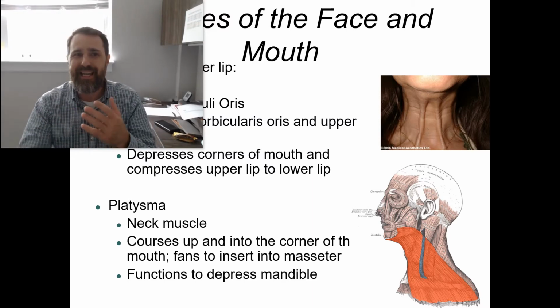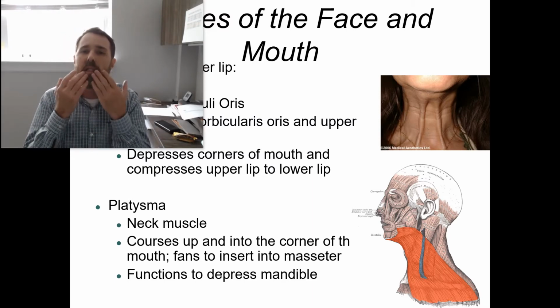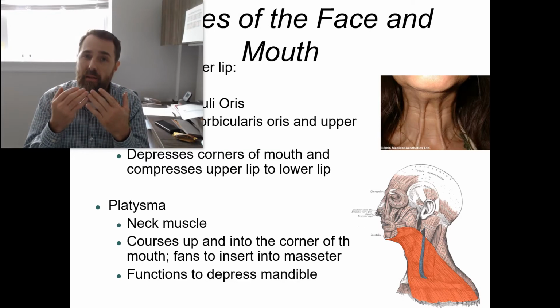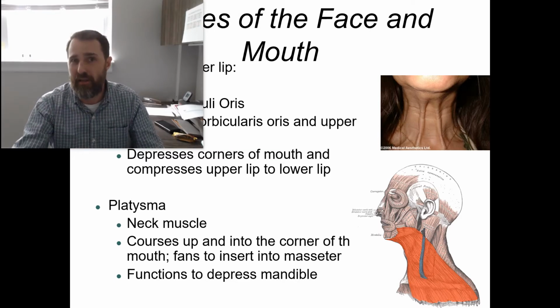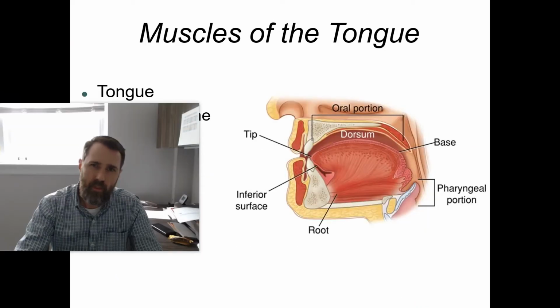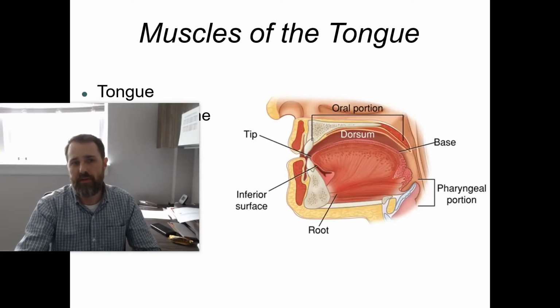The platysma can play a role in lowering the mandible. In other words, it can play a function in opening the mouth. So now let's get into muscles of the tongue.